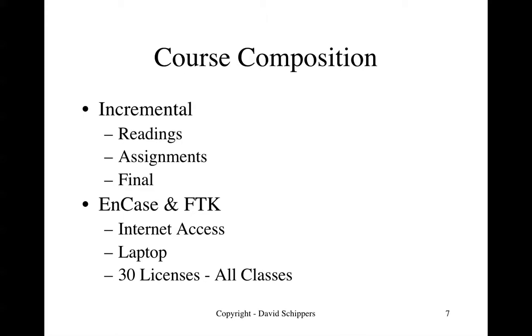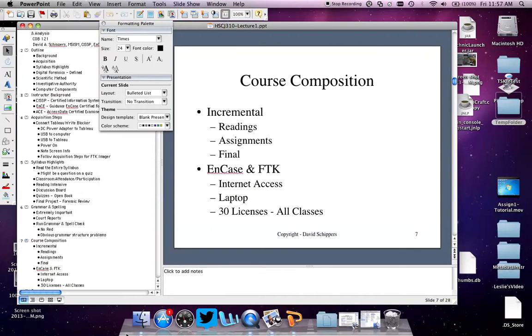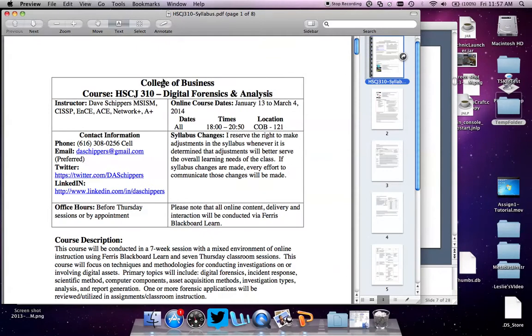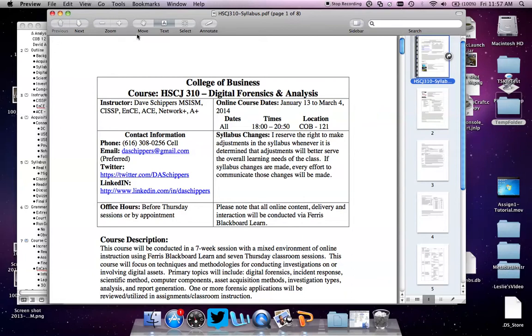Items cannot be accepted late. So you really, really need to make sure you manage your time wisely. We're going to break out of the presentation here, and we're actually going to look at the syllabus.